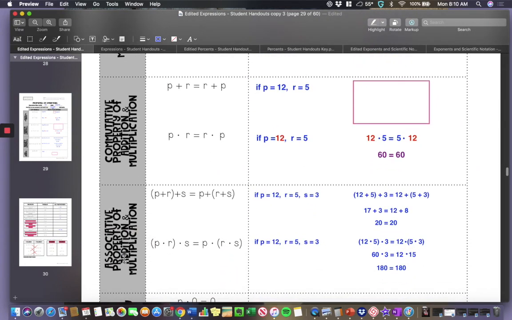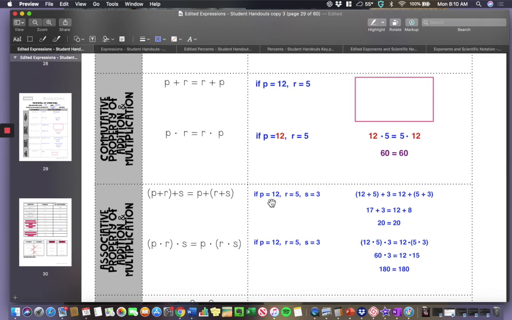Next, we have the associative property of addition and multiplication, where we're going to use parentheses, which are grouping symbols. On the other side, we're going to move these grouping symbols around different numbers to create a whole new expression, but both sides of the equation are still going to be equal. Again, I'm keeping 12 the same. So p equals 12 and r is going to equal 5, but I have a new variable here for s, and that's going to equal 3.